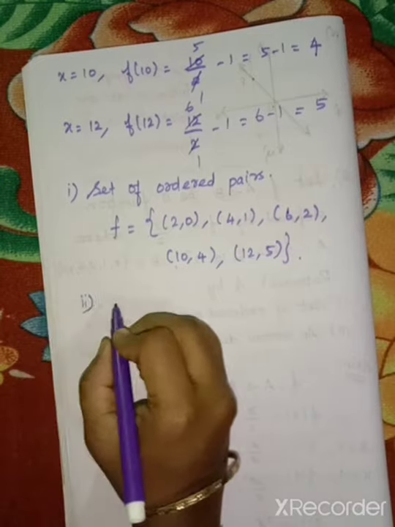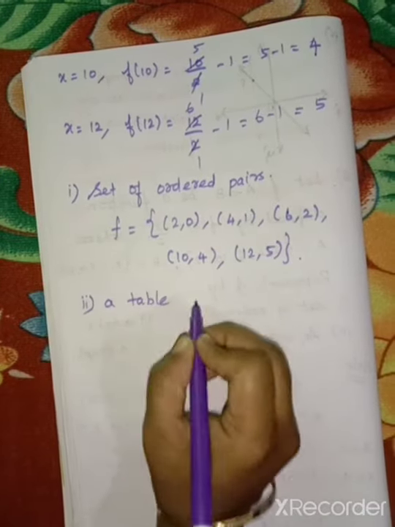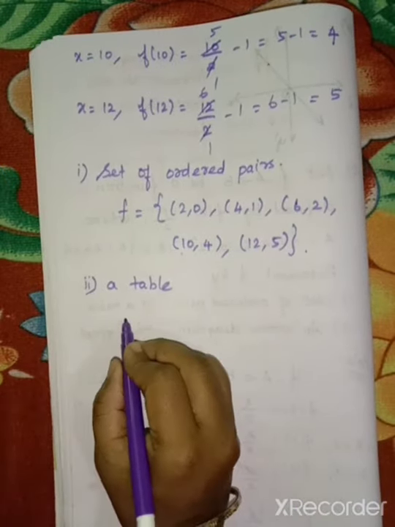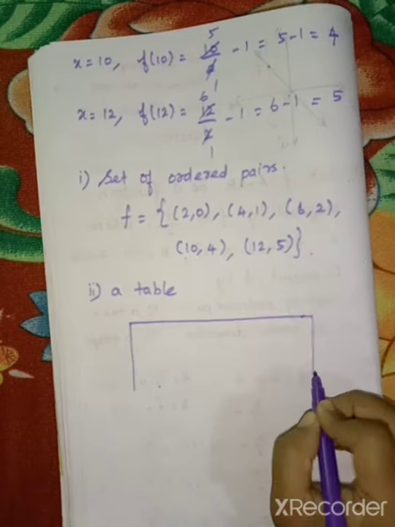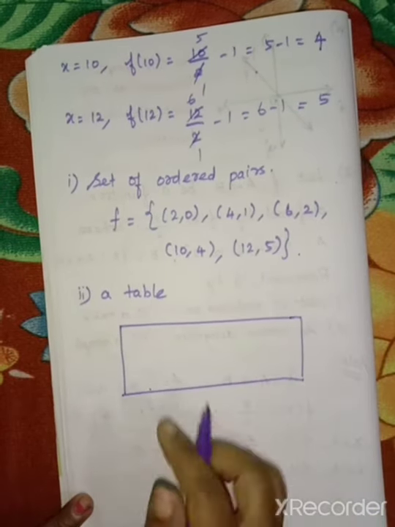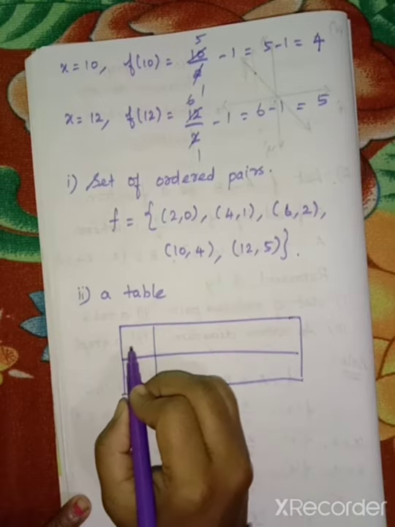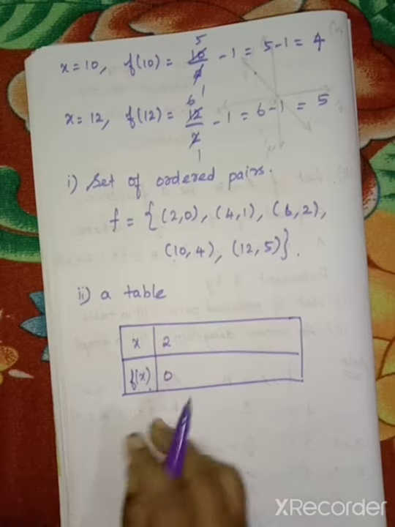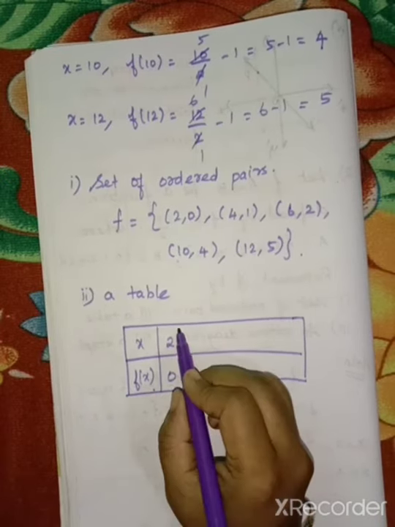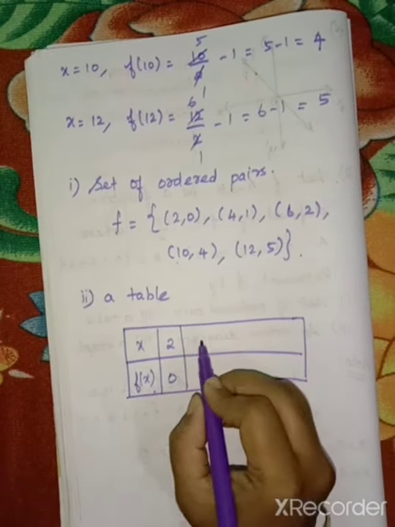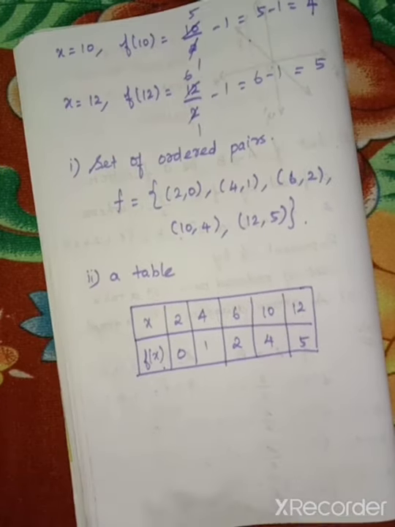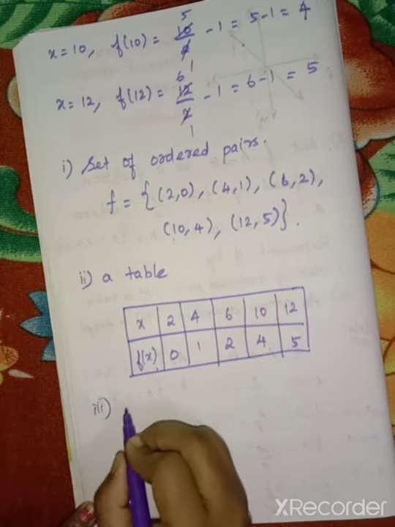Then the second one, a table. Once we have the set of ordered pairs, it is easy to form the table. You have to draw the tabular column using a scale and pencil, with x and f of x. For 2 we find 0, because f of 2 equals 0. Then 4 gives 1, 6 gives 2, 10 gives 4, 12 gives 5. Then the third one is an arrow diagram.